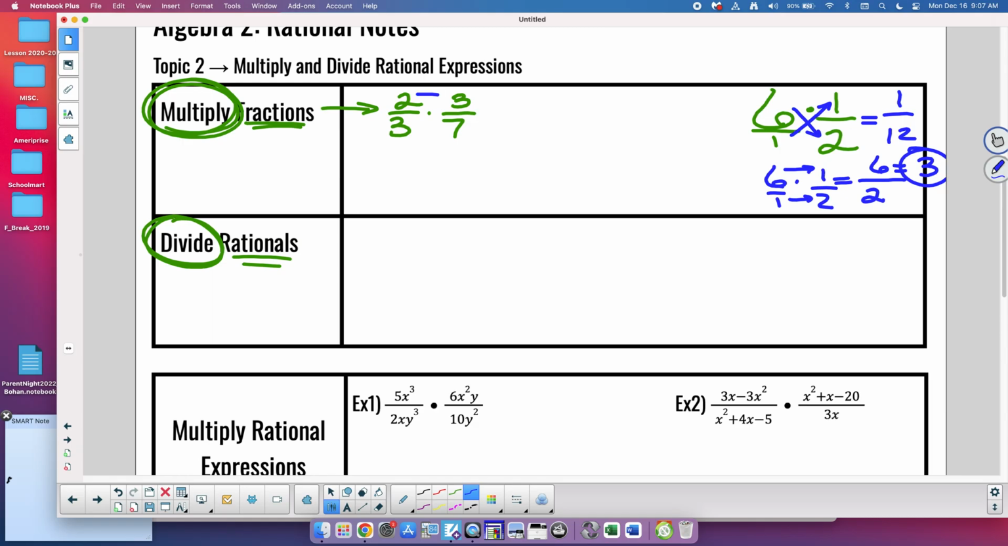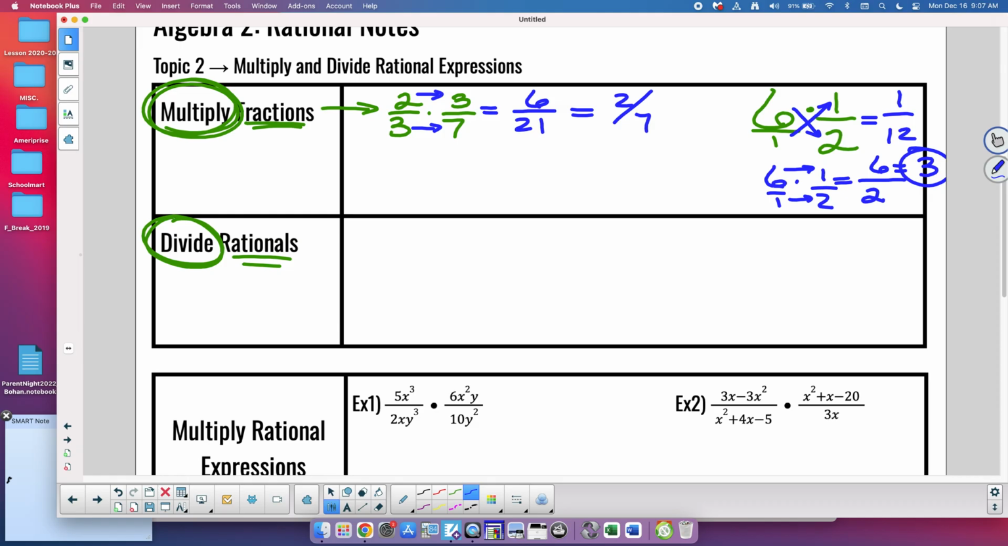So we go straight across and get 6 over 21. But 6 over 21 reduces to what? What goes into 6 and 21? 3. Okay, 3 goes into 6 twice. 3 goes into 21, 7. So the answer is 2 sevenths.